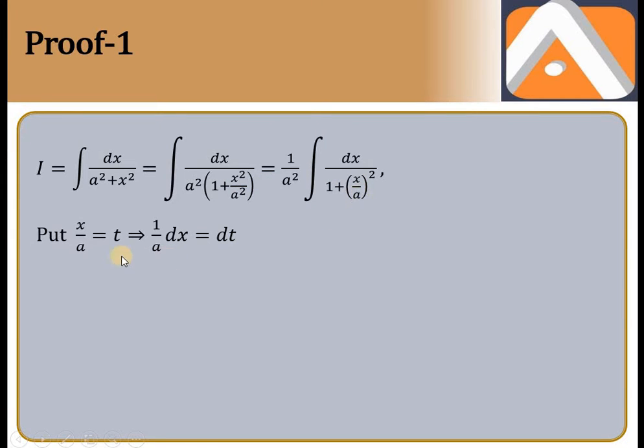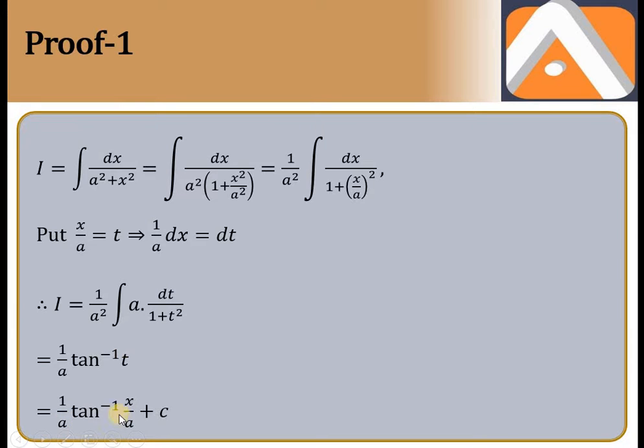Now I take x by a equal to t. So what do you get? Differentiate: the derivative of x upon a is 1 upon a, so 1 upon a into dx is equal to dt. So dx can be written as a dt. Now replace it: 1 by a square into a dt upon 1 plus t square. One a will get cancelled, leaving 1 upon a. Already we have studied the integral of 1 upon 1 plus t square, that is tan inverse t. Now replace the value of t with x by a. So 1 upon a tan inverse x by a plus c.